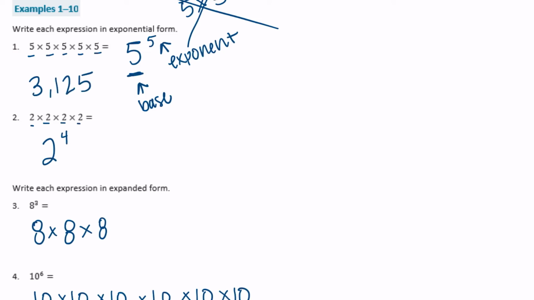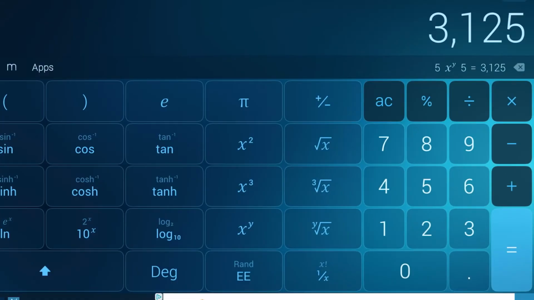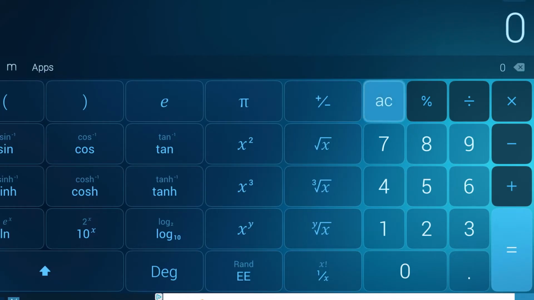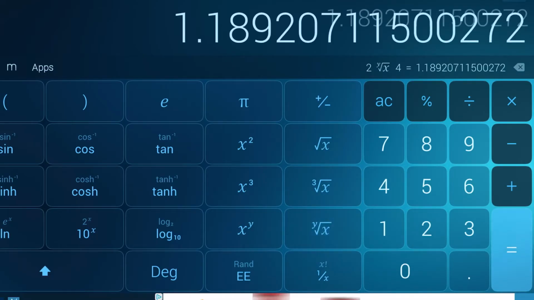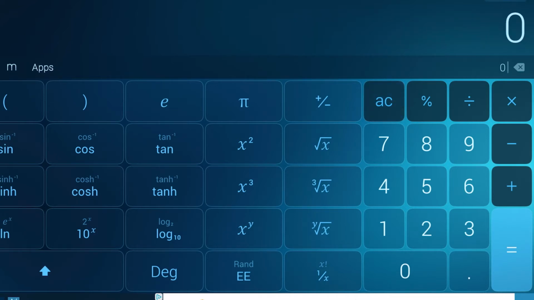And then we have 2 to the 4th power. I'm going to clear it out by clicking this AC button. So we have 2 to the 4th power. Oops, I did the wrong button. 2, this button, to the 4th power. I took the square root instead. It is 16.